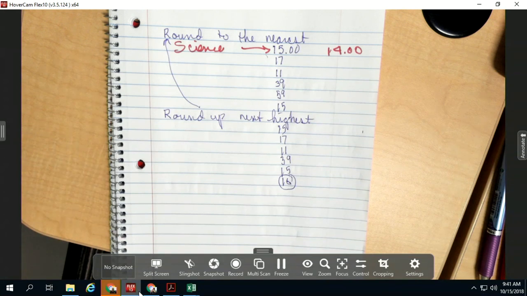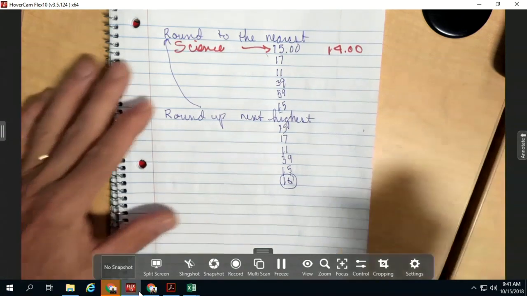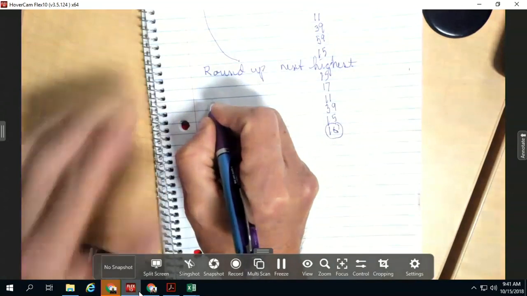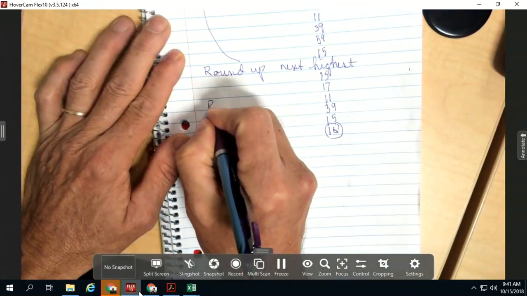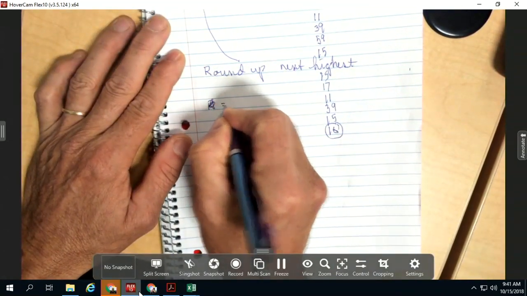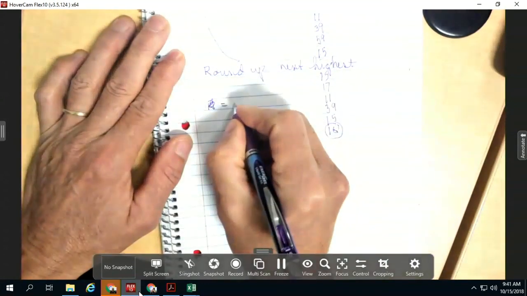It happens really fast. So anyway, that's rounding up. In Excel, that function is called equals ceiling.